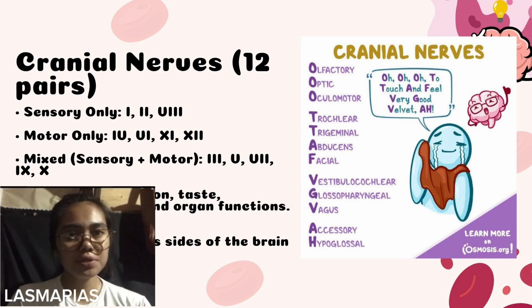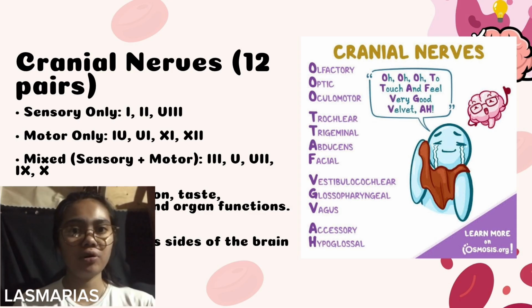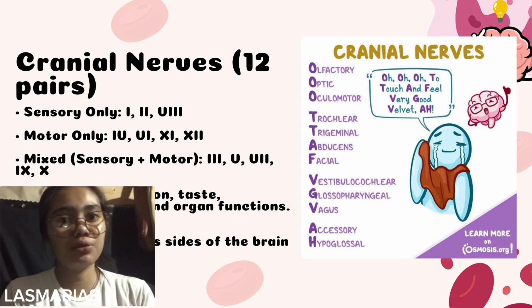So we also have motor nerves. These nerves transmit signals from the brain to control movement and gland activities. Nerves number 4, 6, 11, and 12 belong to this group, managing the eye, neck, shoulder, and tongue movement. And mixed nerves perform both sensory and motor functions. The mixed group includes nerves number 3, 5, 7, 9, and 10, which control our eye movement, facial sensation, taste, salivation, and vital internal organ function. Among these, a few stand out for their essential roles. The trigeminal nerve, or nerve number 5, is a mixed nerve that provides facial sensation and enables chewing, which lets you feel a toothache or chew food.